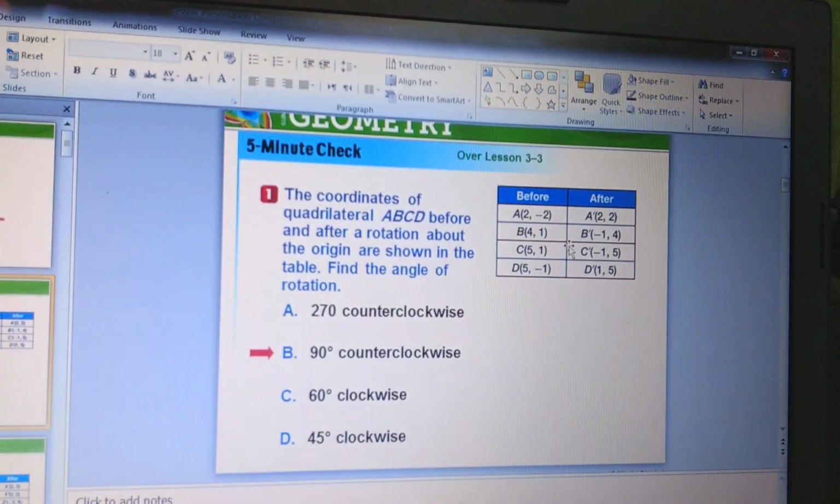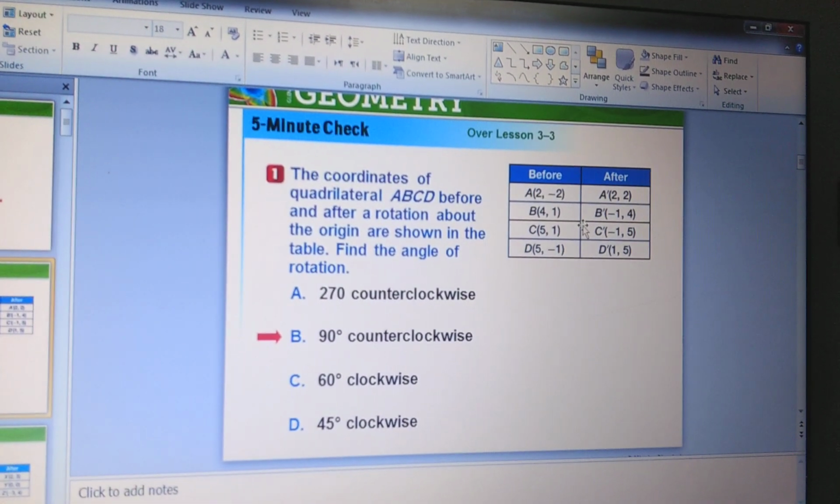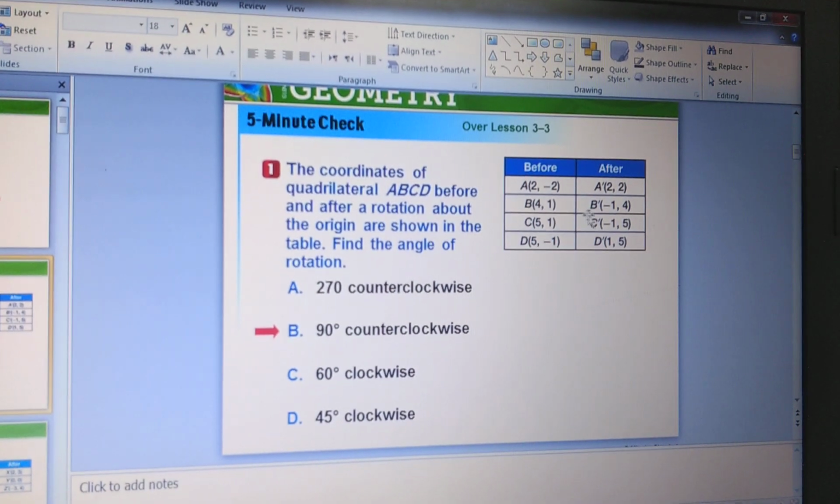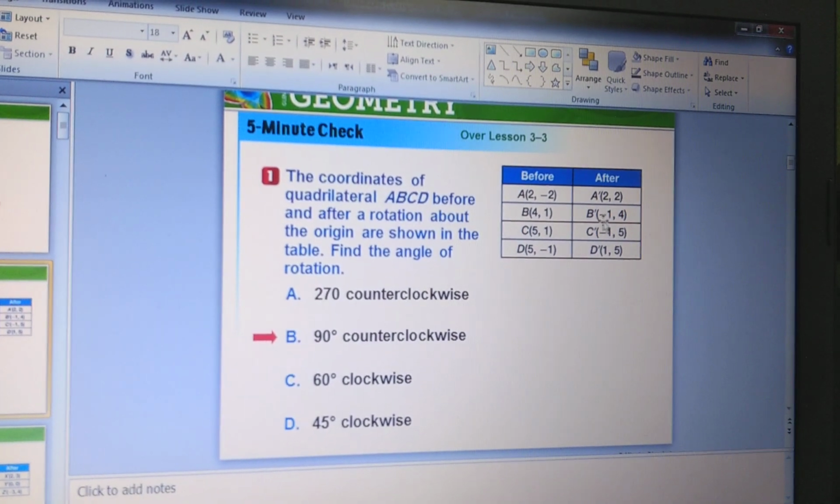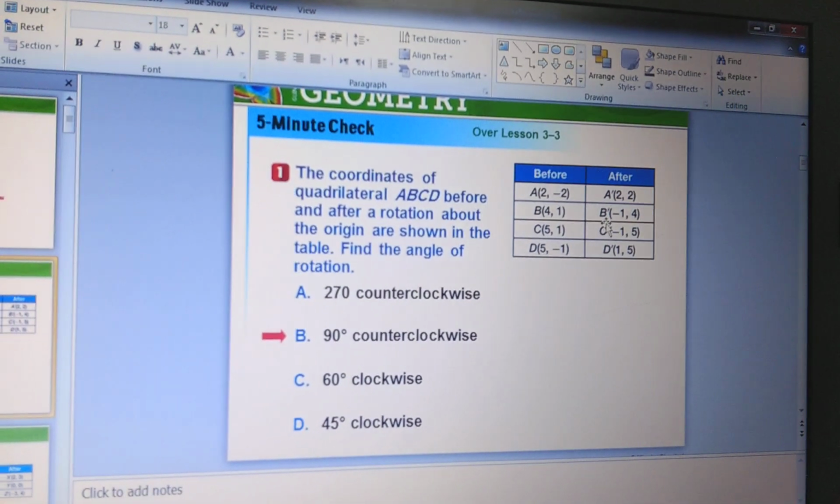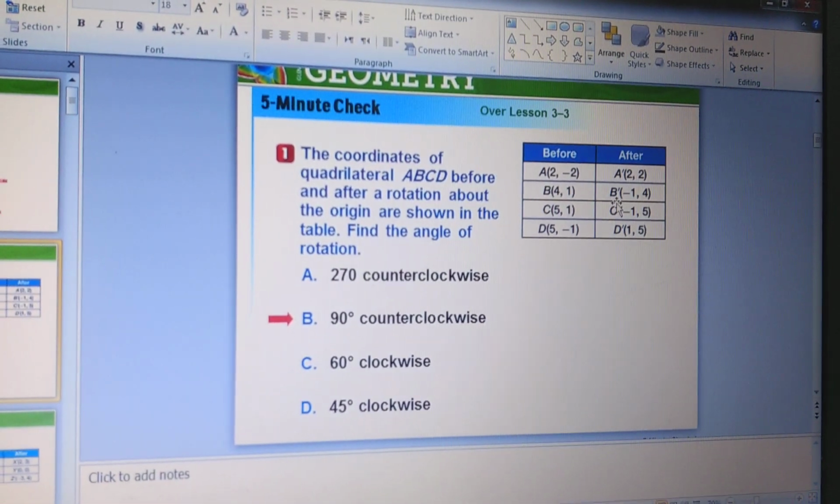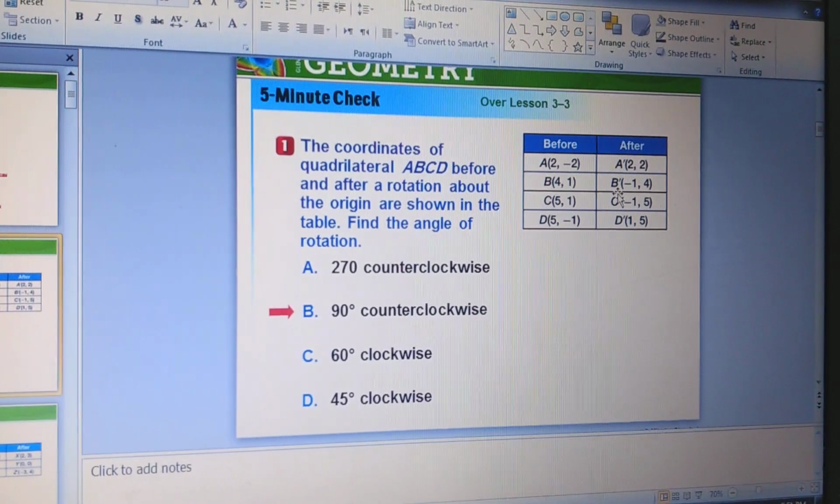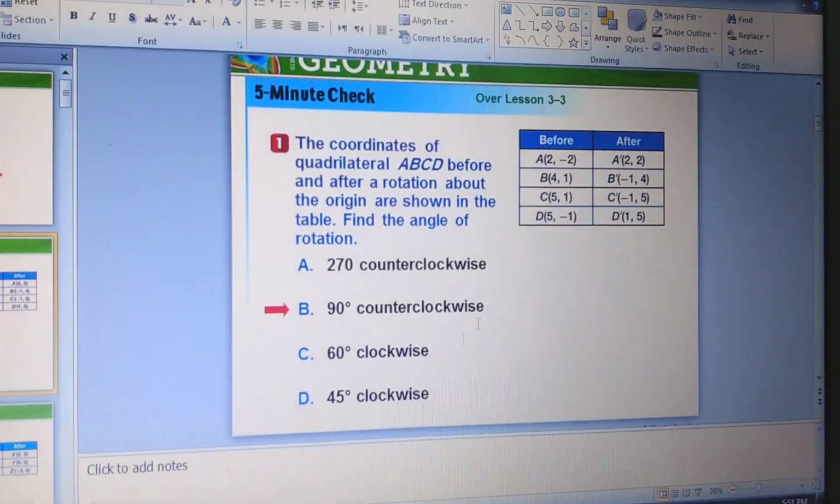This means I change between the x and y, and I make y negative. It is negative y, x. Which rule is about negative y, x? It is the rotation 90 degrees about the origin.